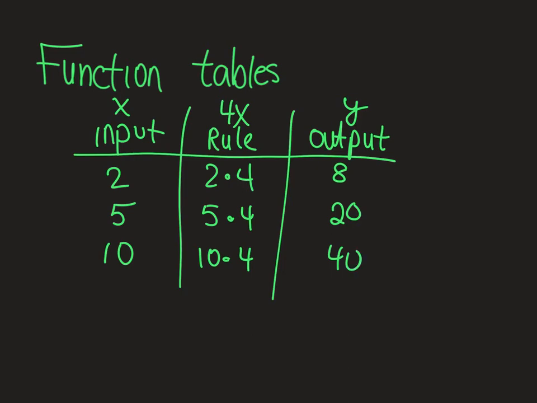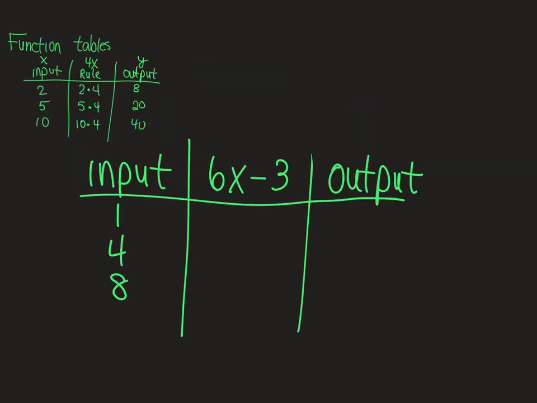So the book will have the basic function table. They'll give us the input numbers, and they'll give us the rule. And then we're going to fill in everything else. All right, so here would be a question like the book. They're going to give us the input numbers and the rule. They want us to fill in the work, and they want us to fill in the answer.